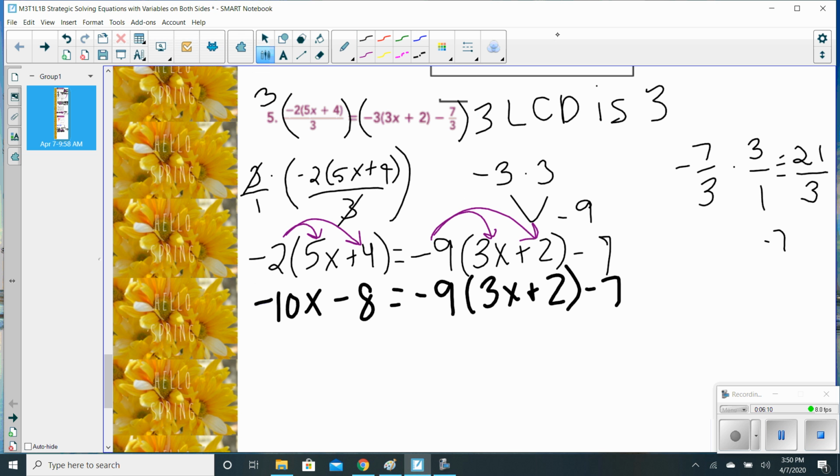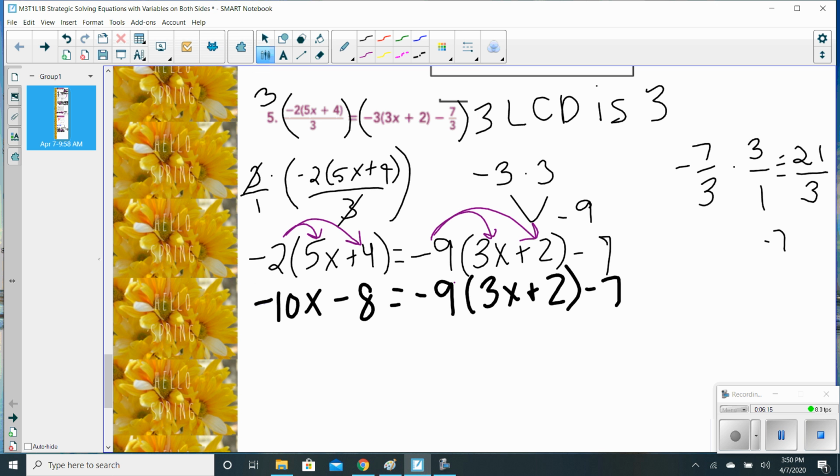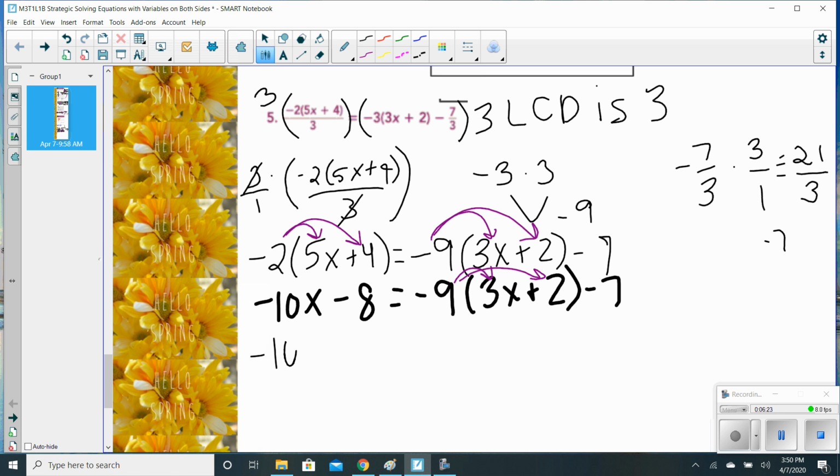And what I'm going to do is distribute the second set. So I'm going to distribute the negative 9 to both pieces. So we'll leave the negative 10x minus 8 over here, which will be equal to, now negative 9 times 3x is going to give us negative 27x. And then negative 9 times 2 is going to give us negative 18. And then we're going to still have the negative 7 at the end. Remember, it's subtracting 7 or adding a negative.